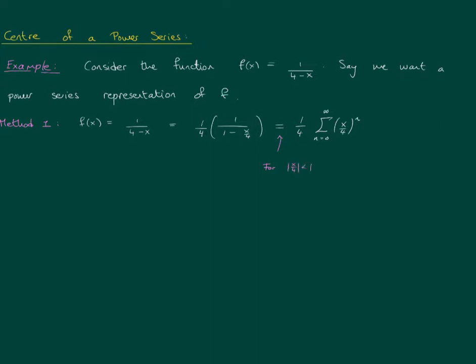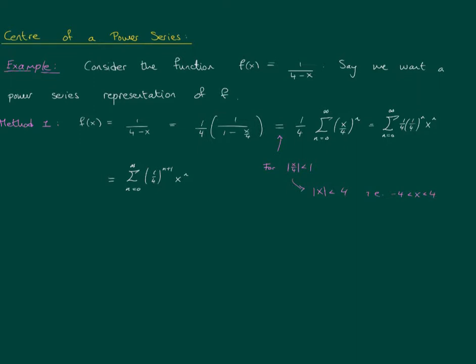So this, just bringing the quarter in, is going to be sum n equals 0 to infinity 1 over 4 times 1 over 4 to the n times x to the n. And that's equal to, if we multiply the 1 over 4 times the 1 over 4 to the n, we get 1 over 4 to the n plus 1 x to the n. Okay, and just to elaborate more on where this is valid for, x over 4 less than 1 implies that absolute value of x is less than 4, i.e. x can be between minus 4 and 4.